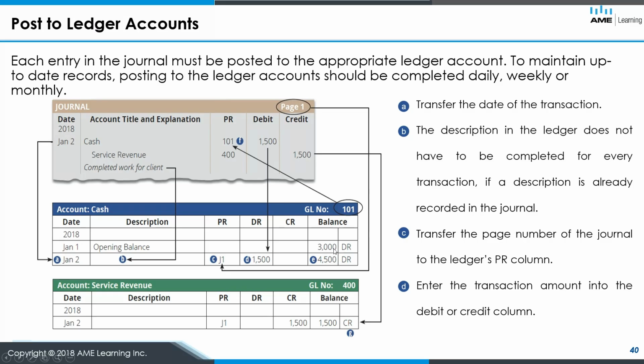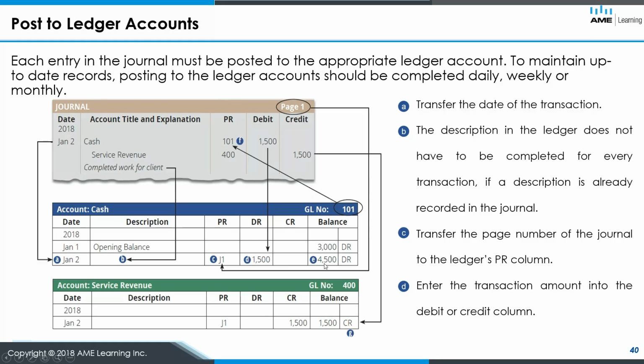And then you always have a running balance in the ledger account. So if we started with a $3,000 opening balance, and we are increasing cash by 1,500, we have a debit. This running balance will show us, okay, we started with 3,000, we added 1,500, and now we have 4,500. If it had been a credit of 1,500, this number would be 1,500.